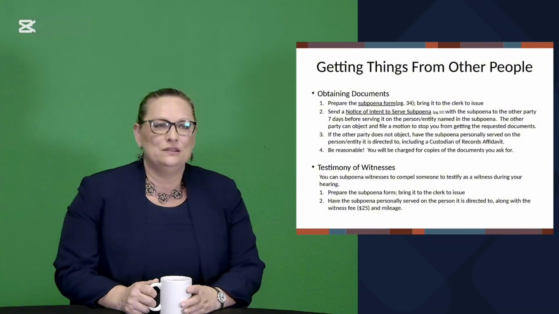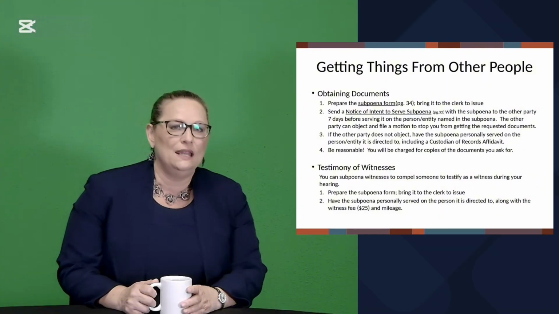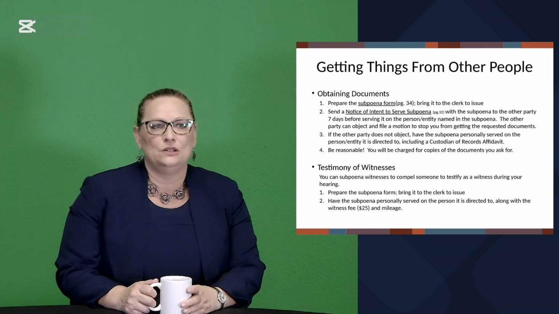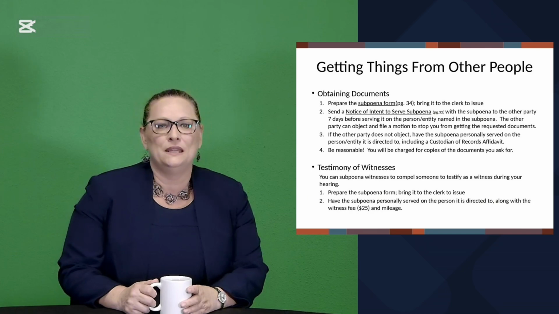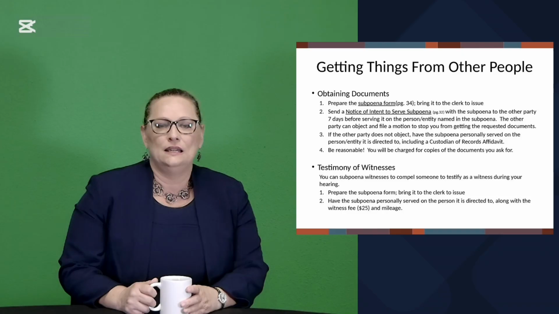So you prepare the subpoena, you send the notice of intent to serve it to the opposing party. You wait 7 days to give them time to do an objection. If they don't object to it, then you serve the subpoena on that third party that you're trying to get the documents from. If there is an objection to it, then of course you have to bring that to the court and decide whether or not you can actually request those documents from the third party.